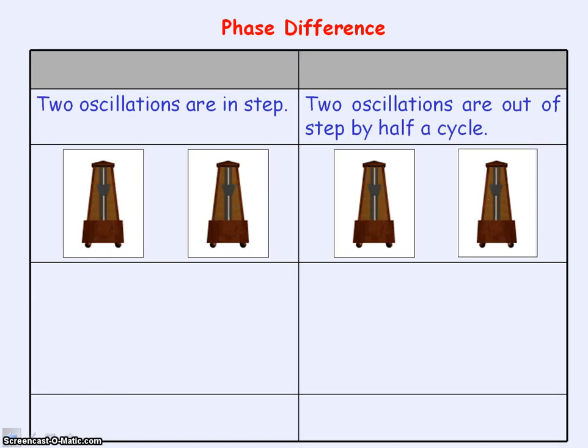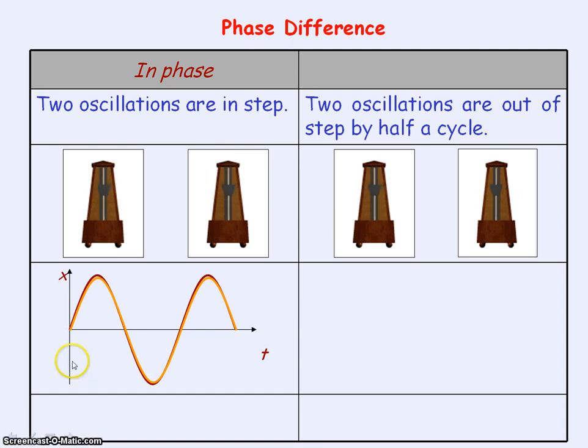Phase difference between two oscillations looks at how out of step the oscillations are. If the two oscillations are in step, then we say they are in phase, and their displacement time graphs will look like this. They're both at maximum positive displacement at the same time, and at maximum negative displacement at the same time. So the phase difference is equal to 0.